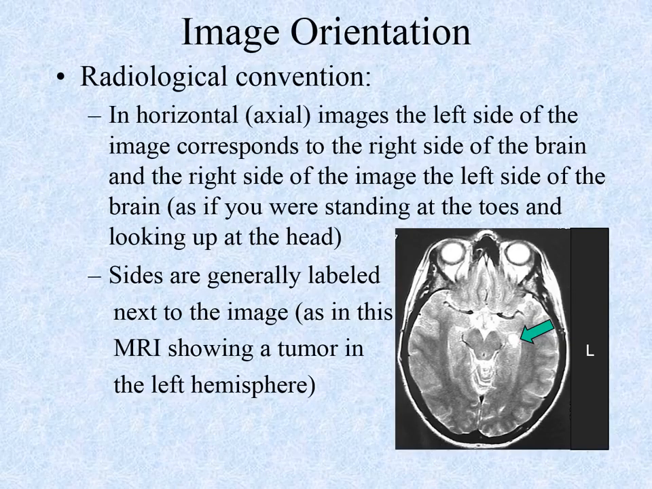In radiology, there's a convention in which, for horizontal, that is axial images, and also coronal images, the left side of the image corresponds to the right side of the brain, and vice versa, as if you were standing at the toes and looking up at the head. In general, in clinical images, as in this one, you'll see an indication right on the label of which side of the brain you're looking at.